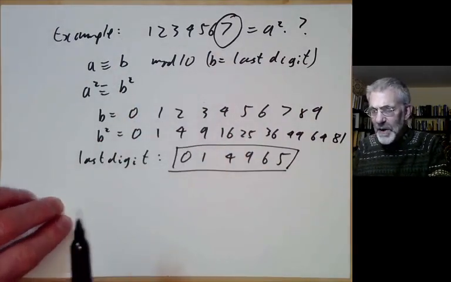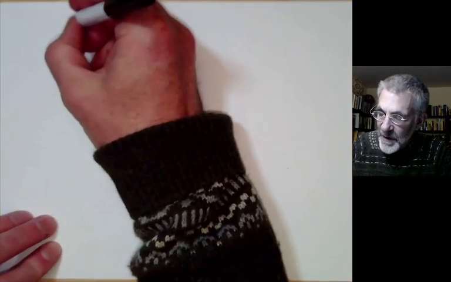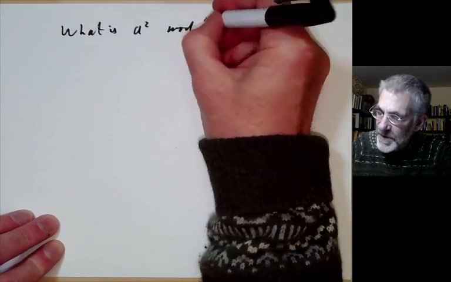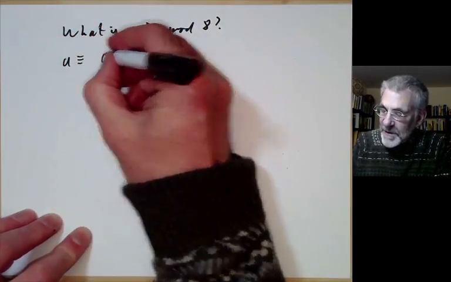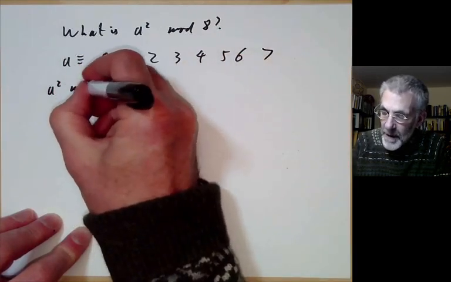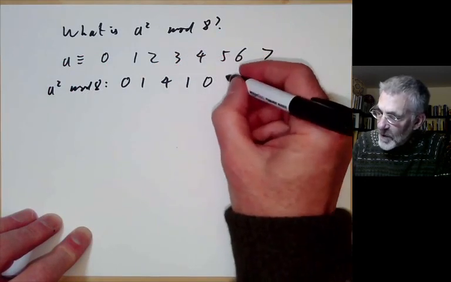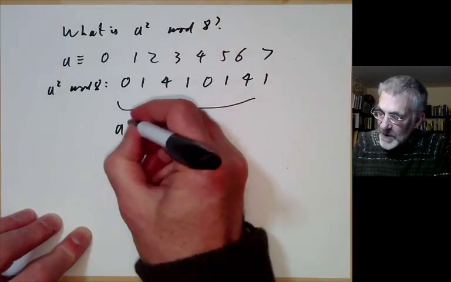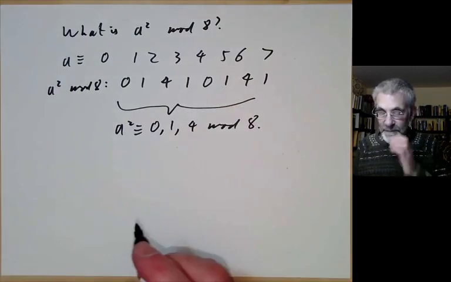Actually, doing squares modulo 10 sort of works, but you can do much better by looking at squares modulo 8. So we can ask, what is A squared modulo 8? Well, we just look at A, which must be congruent to 0, 1, 2, 3, 4, 5, 6, or 7, and look at A squared modulo 8, and we get 0, 1, 4, 1, 0, 1, 4, 1. So we find A squared must always be congruent to 0, 1, or 4 modulo 8.